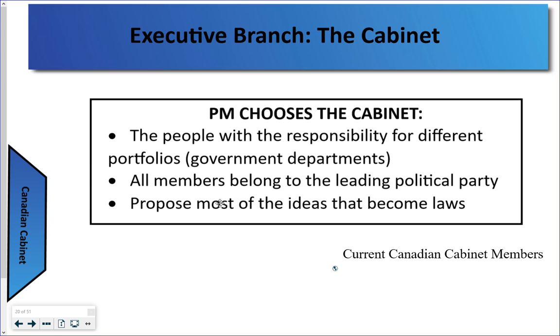The usual way things work with government is that ideas that eventually become laws, I guess they initially become bills, come from the cabinet, because without the support of the prime minister and the cabinet, there'd be very little chance that those bills would ever pass.